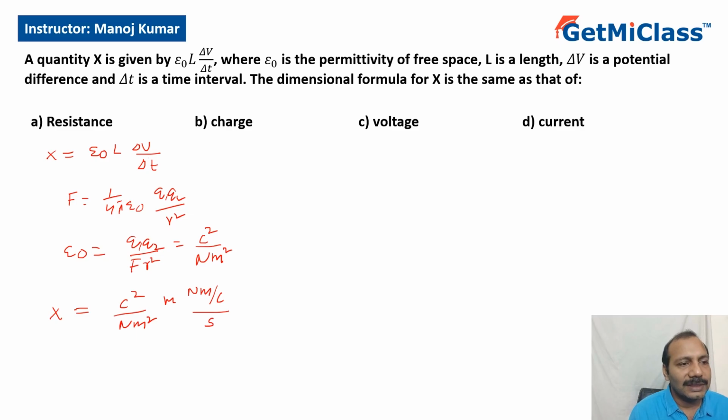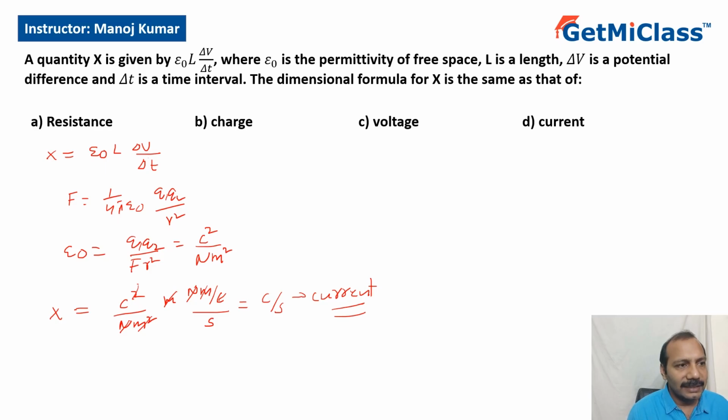So let's see what all things we can cancel out. I can cancel out Newton meter square, 1 coulomb, 1 coulomb. So what am I left with? I'm left with coulomb per second. Now coulomb per second is what? Current. So the quantity x has to be current.